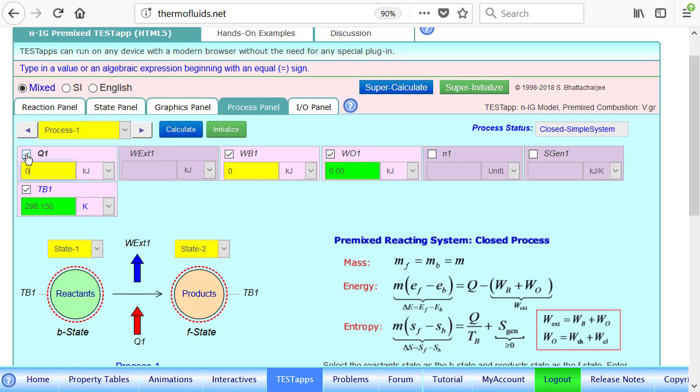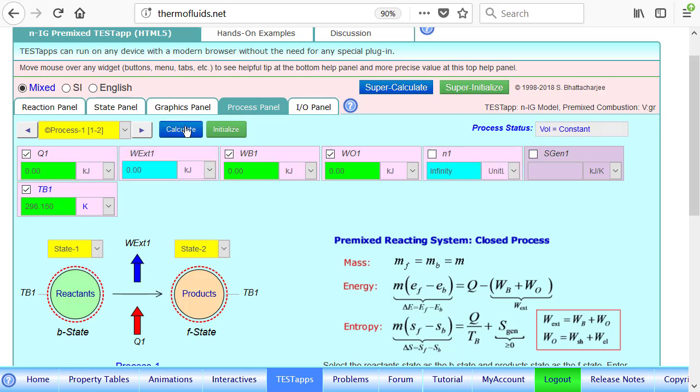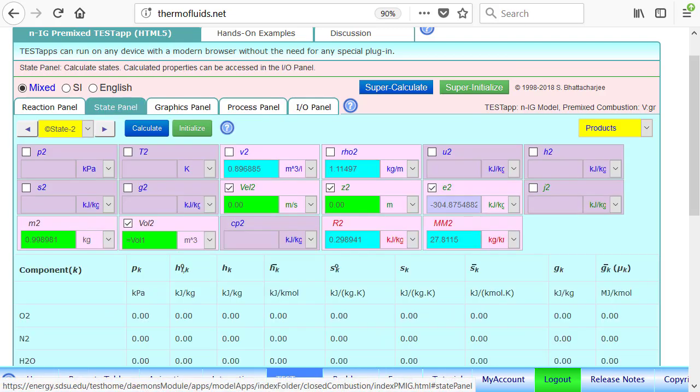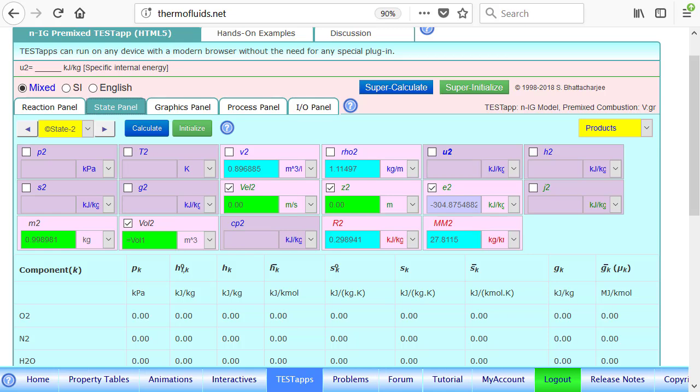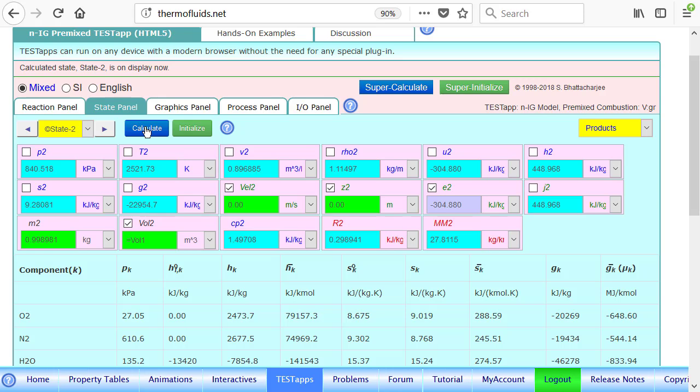So if I do a calculate, it should be able to find the specific stored energy of the final state and substitute it in the state panel for state 2. The specific energy e2 has been plugged in here. Now if you do a calculate, it should be able to find the adiabatic flame temperature as well as the final pressure, which is a lot higher than the beginning.